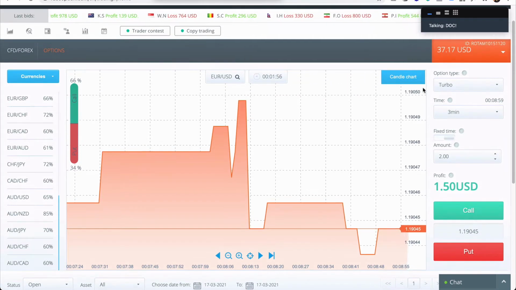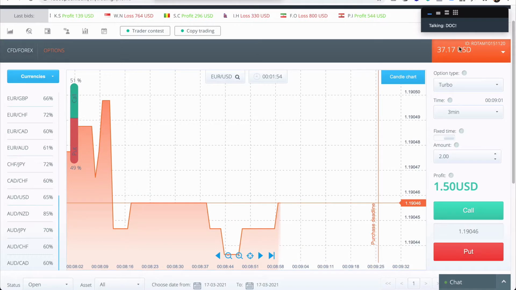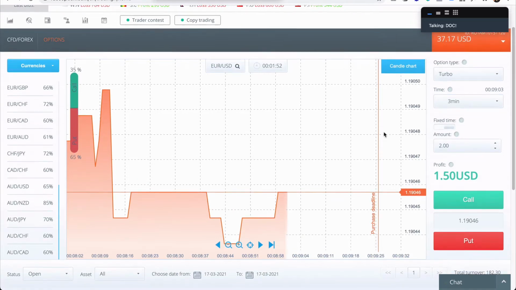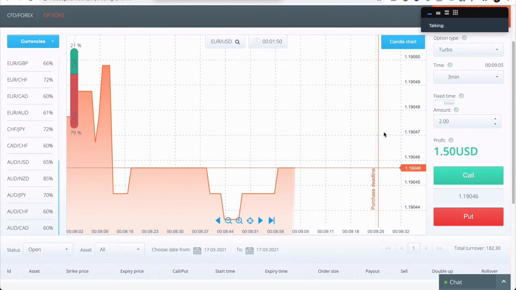This is an account I'm growing from $5. It was $5 yesterday. For those of you who are new, this is a broker setup. This particular one is Race Option.